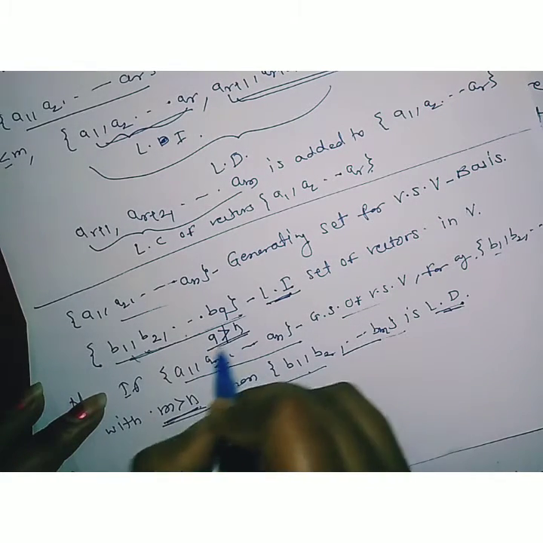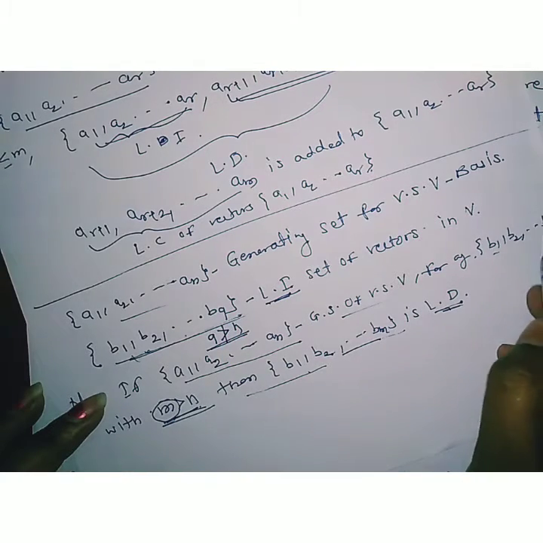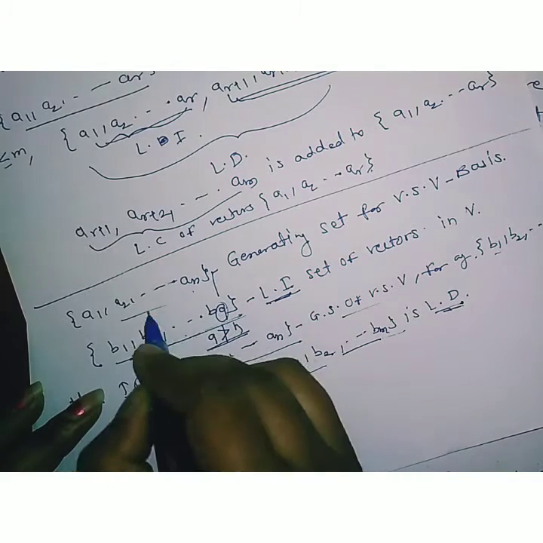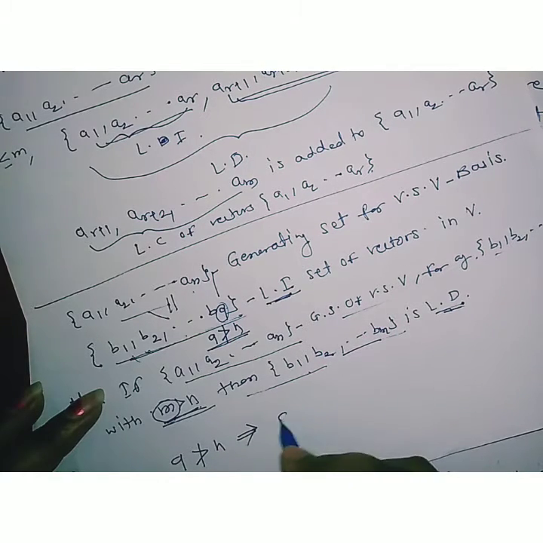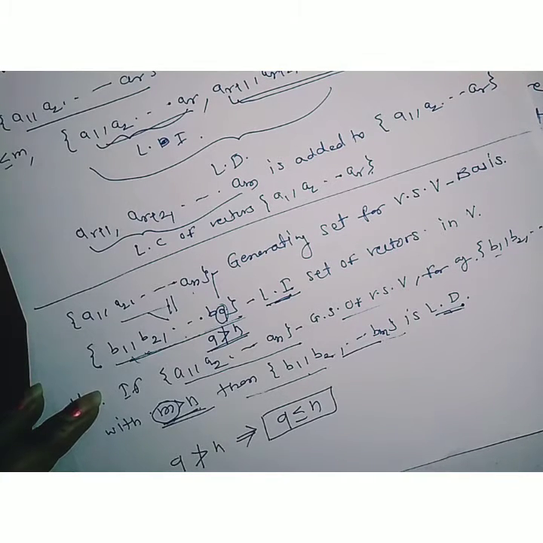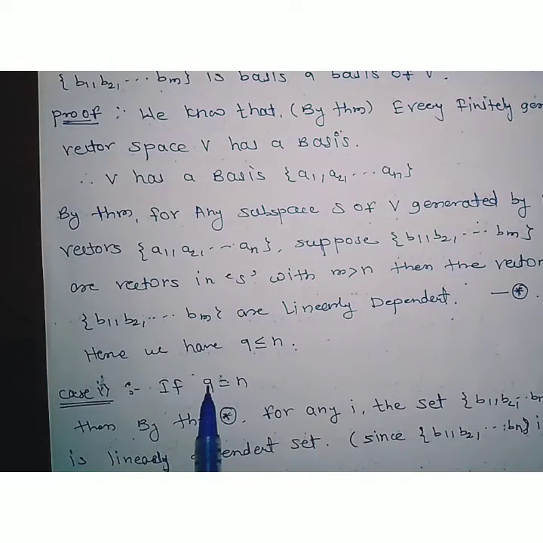So in that case, for these two sets, q cannot be greater than n, which implies that we have the condition q less than or equal to n. By using this theorem, we consider q is less than or equal to n.